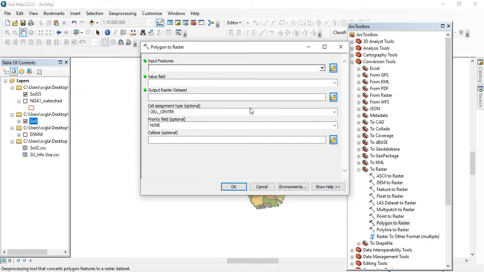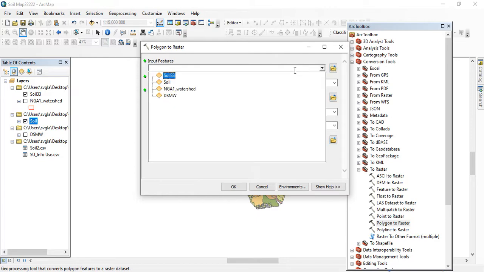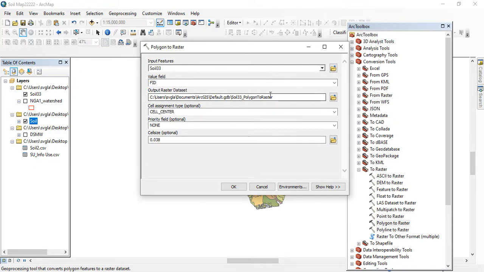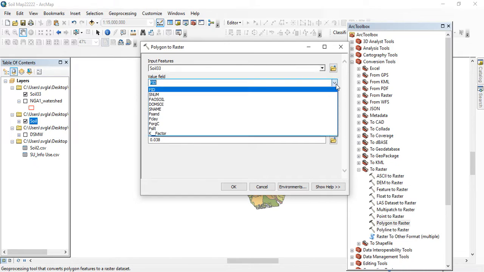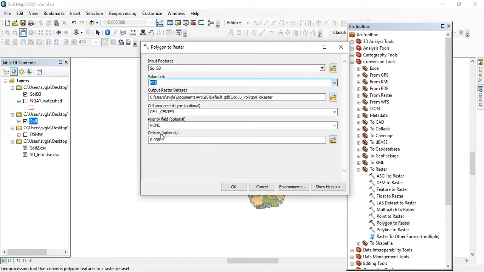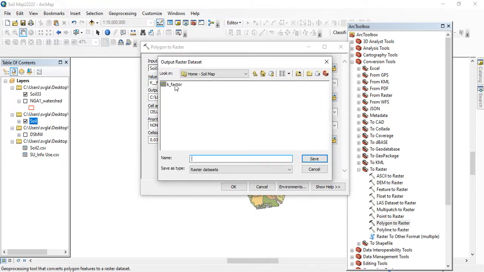I want to convert because the data downloaded from the soil database is a polygon, a vector format. So we now want to change what we have to raster format. Now I input my feature, then the field value, that is where we are going to input our K factor. We input our K factor, then I would like to give it a name and have it in my folder.